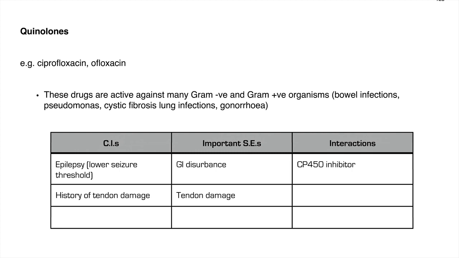Once again, like many antibiotics, the quinolones have a side effect of causing GI disturbance, nausea, vomiting, occasionally diarrhea, and they can also cause this rather bizarre condition of tendon damage as well, and occasionally you'll get tendon ruptures in patients who are on quinolones. They're CYP450 inhibitors as well.